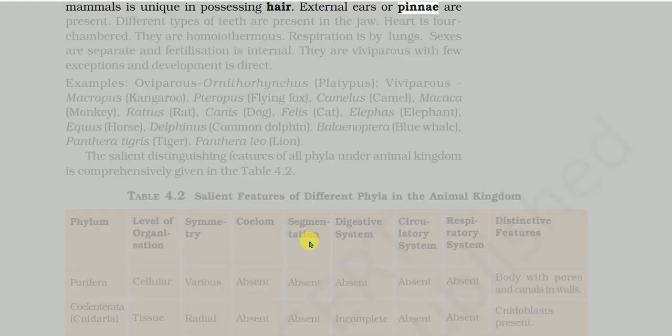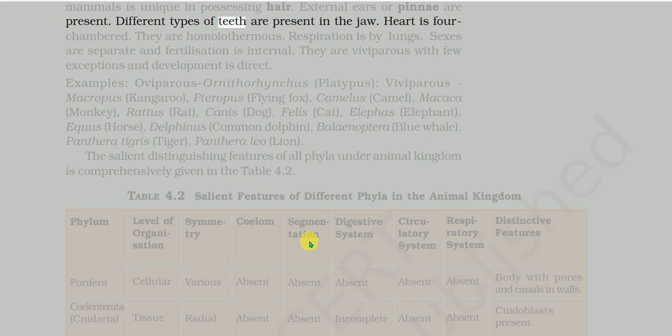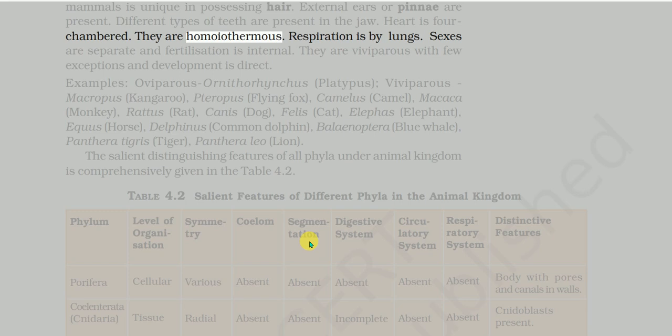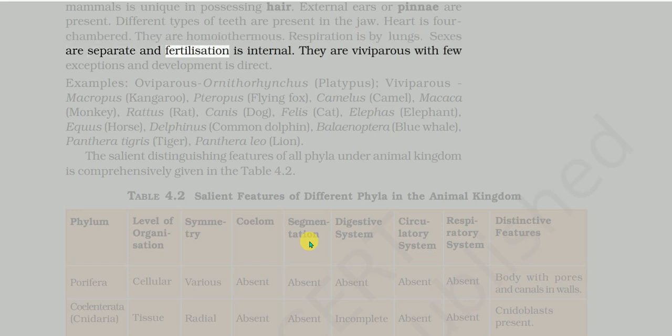Mammals are unique in possessing hair. External ears or pinnae are present. Different types of teeth are present in the jaw. Heart is 4-chambered. They are homoiothermous. Respiration is by lungs. Sexes are separate and fertilization is internal. They are viviparous with few exceptions and development is direct.